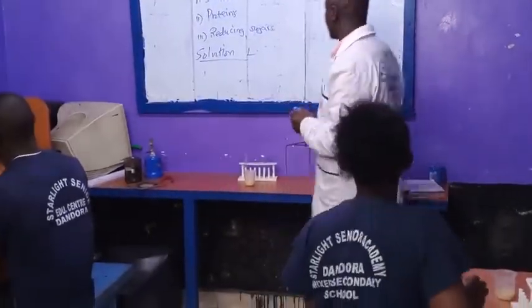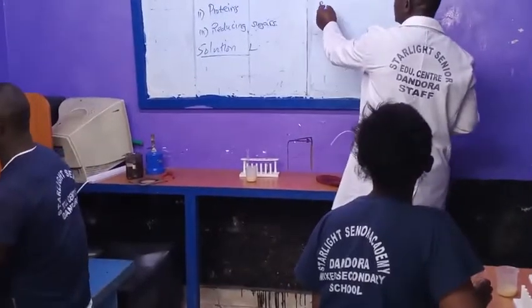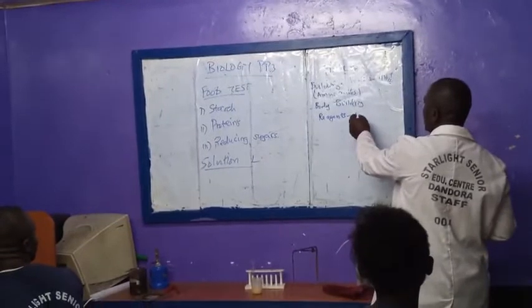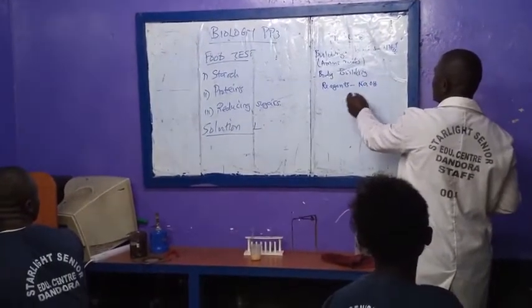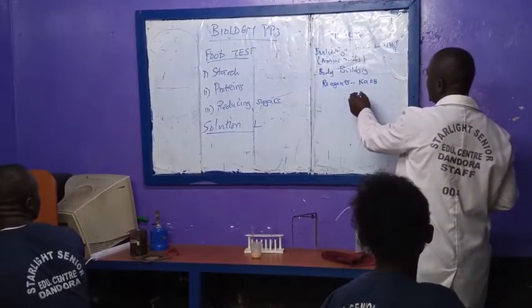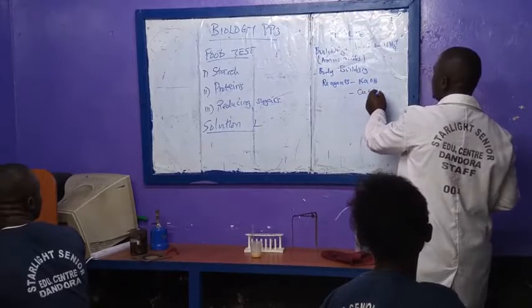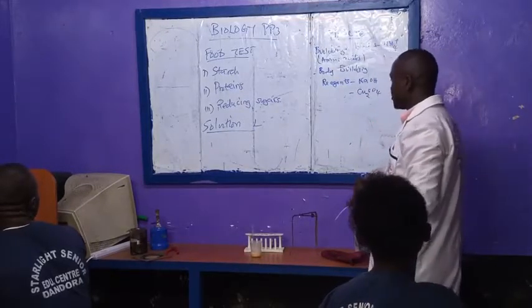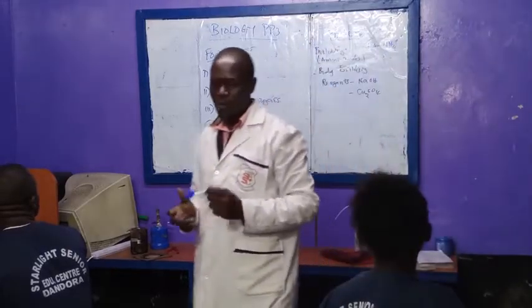The reagents that you'll require in testing for proteins will require sodium hydroxide. Then we'll also be requiring copper 2 sulfate.